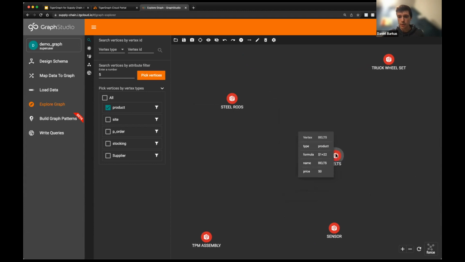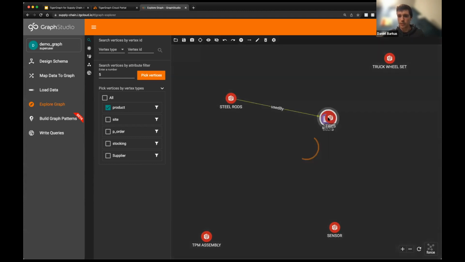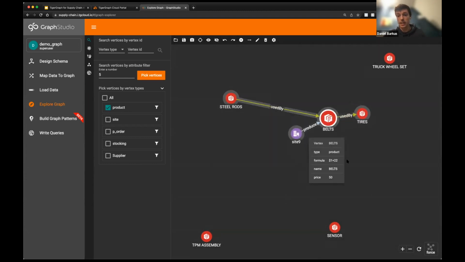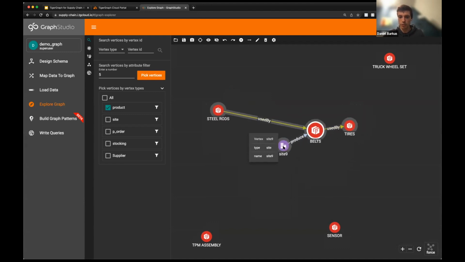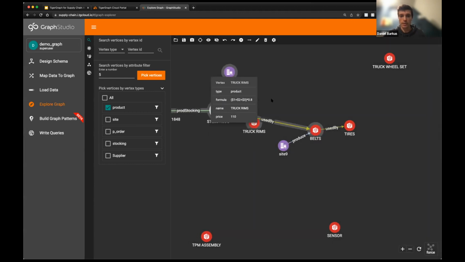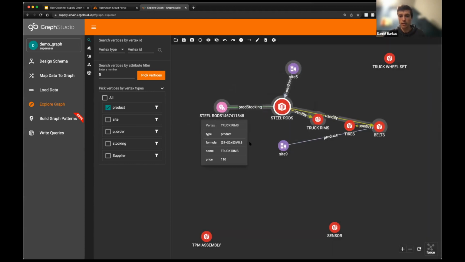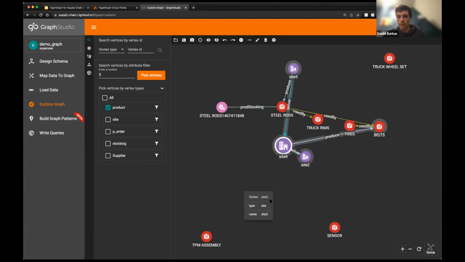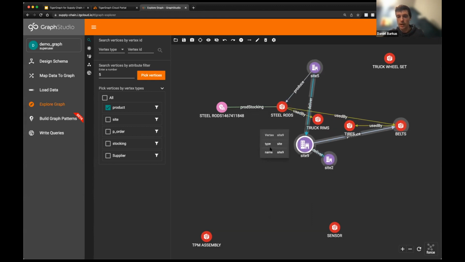But we can see, so we have belts here. And if we double click on one of these, we can now see its connections in the graph. So we can see that site 9 produces belts. Those belts are used by tires. And we can see that steel rods go into the belts that then go into the tires. If we double click on, say, steel rods, we can see the site that creates those, and we can see what else those steel rods are used for. And if we were to double click on more things within this graph, we can see those different connections.